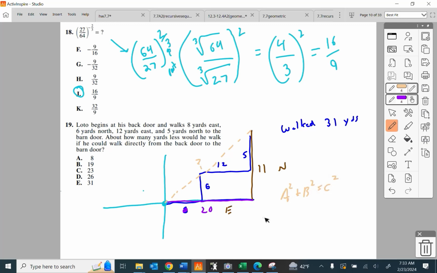So we got a 20, we have an 11. We have 400 and 121. We have 521 being c squared. The opposite of squaring is square rooting. And it is an about question. I don't think they actually expect you to know what's going on here, but I don't know. That's probably around like what, 22, 23.